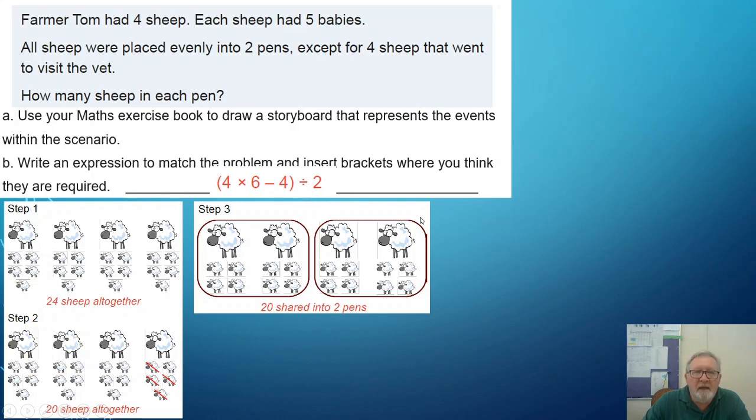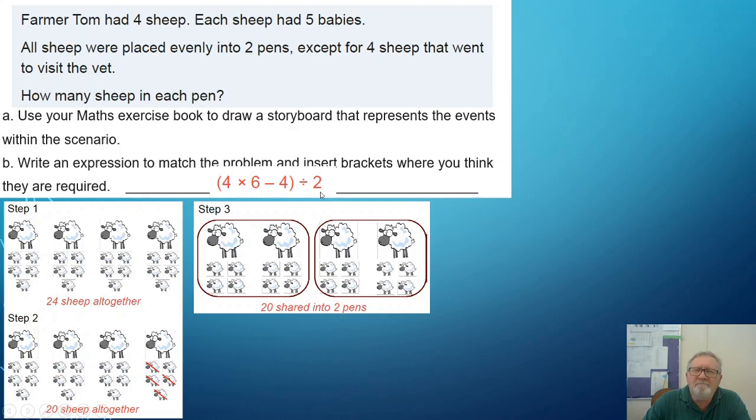Now here's an extension on what we've been doing with brackets, because usually with brackets we only have 2 things in there. This one actually has 3 numbers and 2 operations, and it matches the story. So 4 sheep, 5 babies is going to have 4 sets of 6 sheep. Take away the 4 that went to the vet, and of those remaining sheep, it was divided by 2.